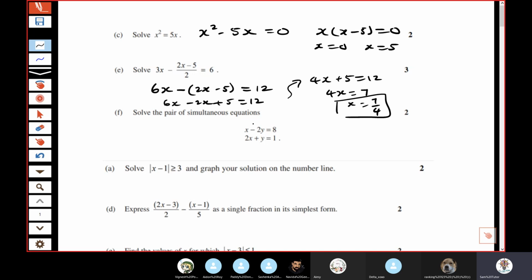Anyone have any questions? Times 2 times 2. This one you'll leave it. Expand. 6 take away 2 is 4, plus 5 equals 12, subtract, and then divide. Any questions?